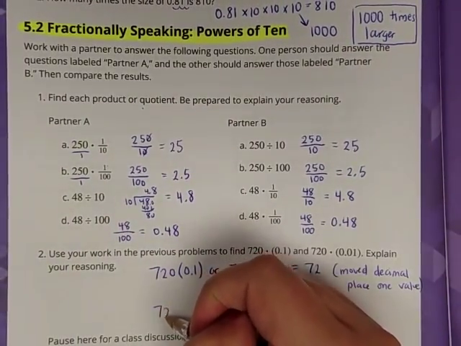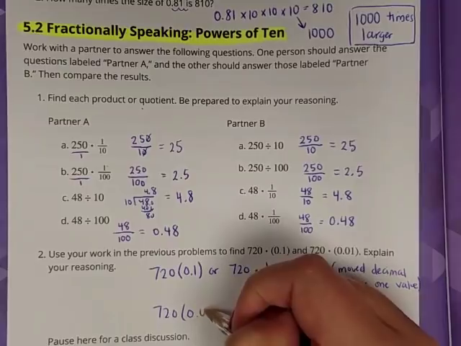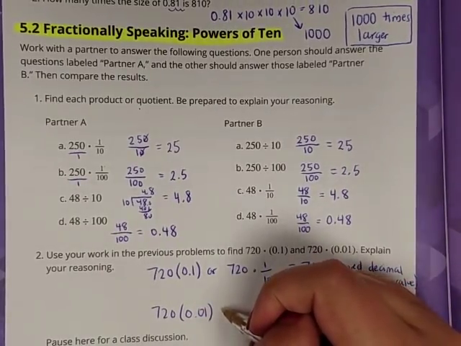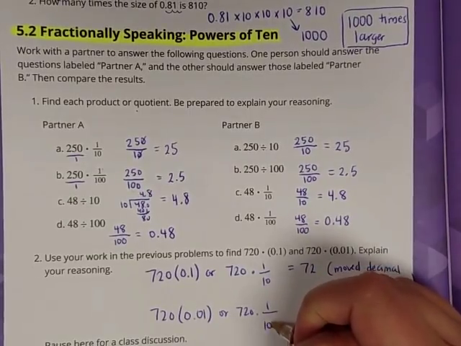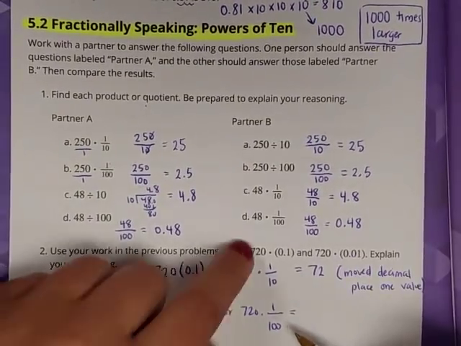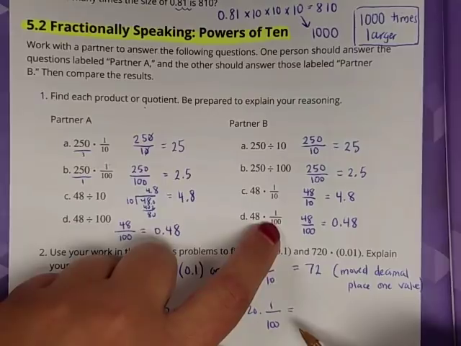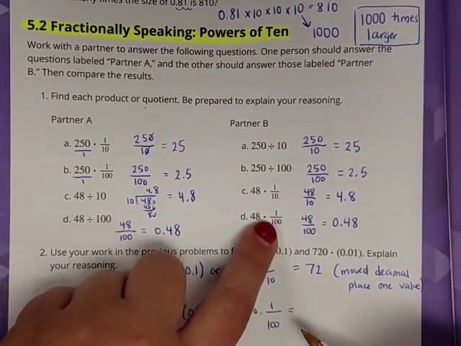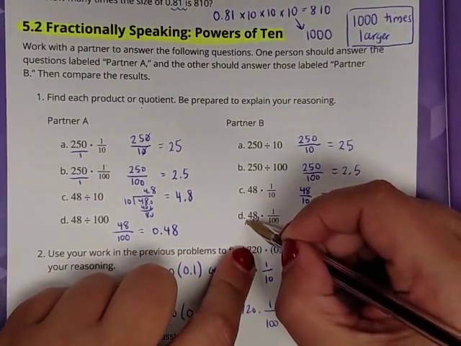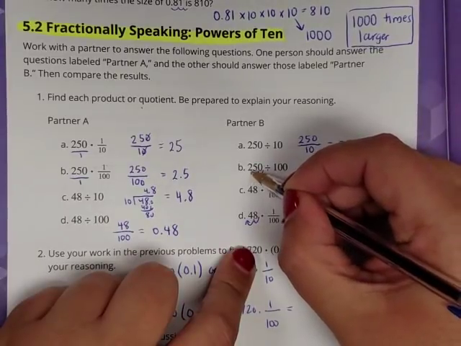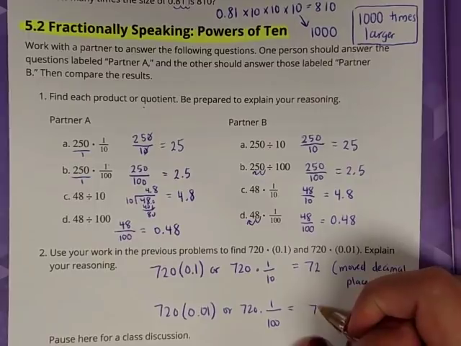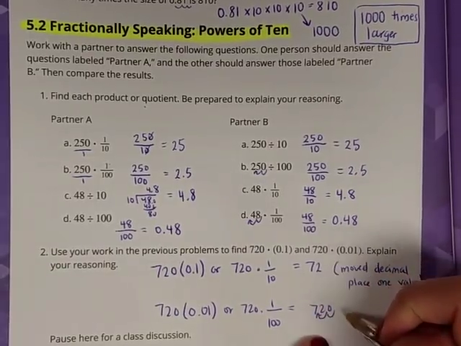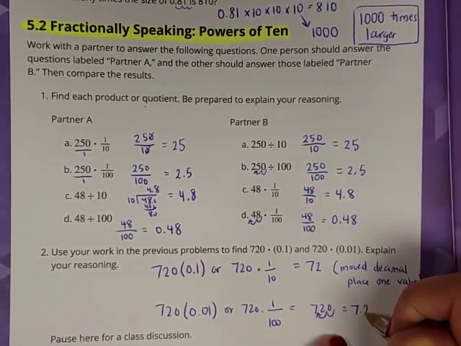All right, 720 times 1/100th. Well, remember up here when we divided by 100 or multiplied by 1/100th, we moved the decimal twice. Once, twice. So we're going to do the same thing here. So 720, once, twice, and you get 7.2.